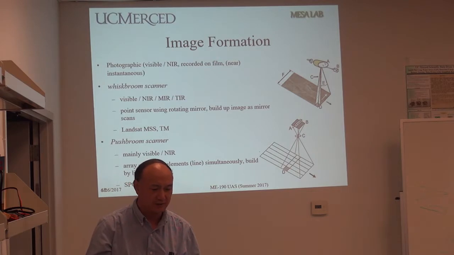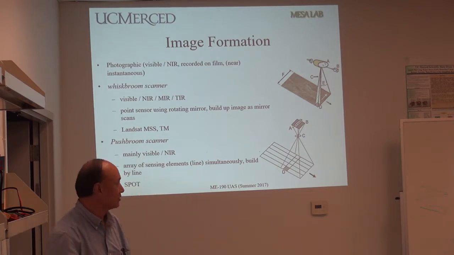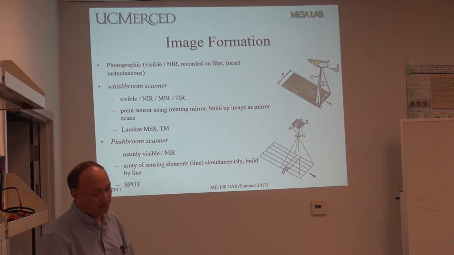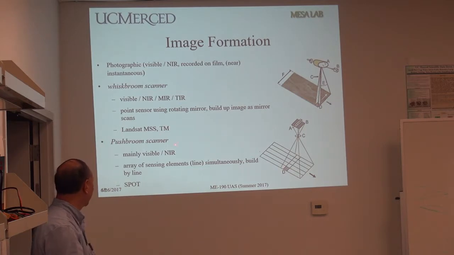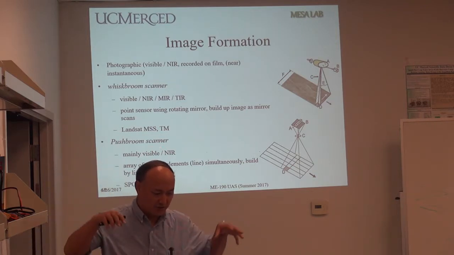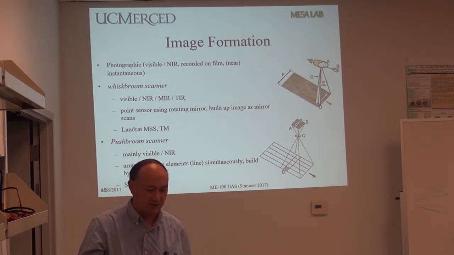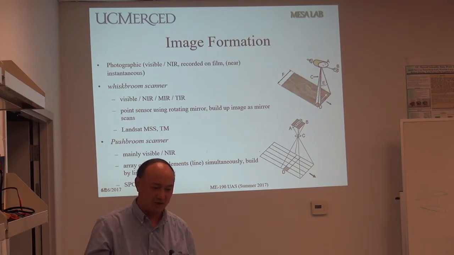So with that, we can have image formation, called photographic, recorded on film. One is called a whisk broom scanner. So you have a scanning point sensor using rotating mirrors. As the mirror scans, like the Landsat thematic mapper, okay, and the push broom scanners for visible and near infrared, an array of sensor elements. So you just scan that. So that's for satellite imaging, image formation.